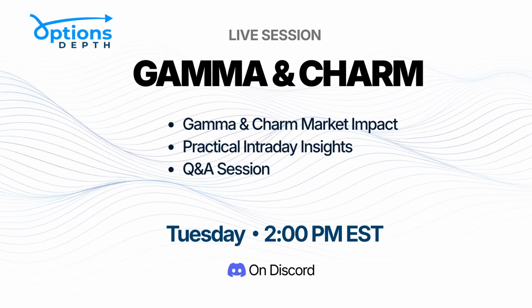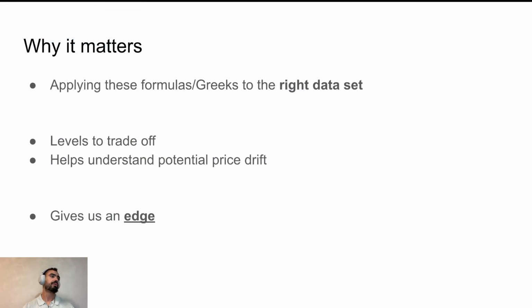So, like I said, we have to apply these formulas, these Greeks, to the right data set. That's number one. And why it matters, well, you're going to see. If you're here, you probably know this is going to give us some pretty cool levels to be trading off. Also, it can help us understand the potential drift the underlying price can have. And this is an edge that we can use in our trading.